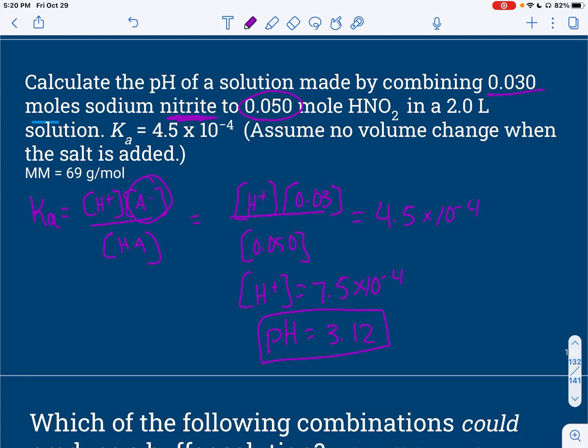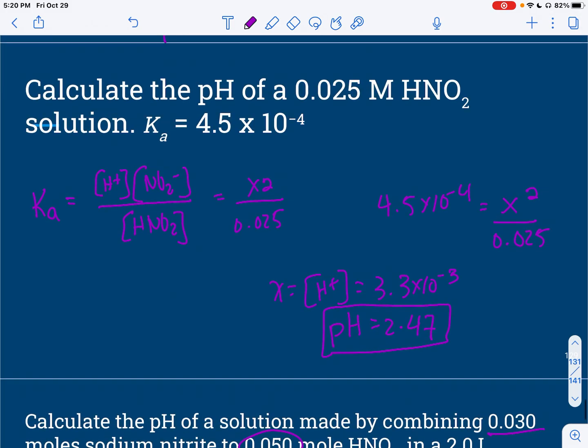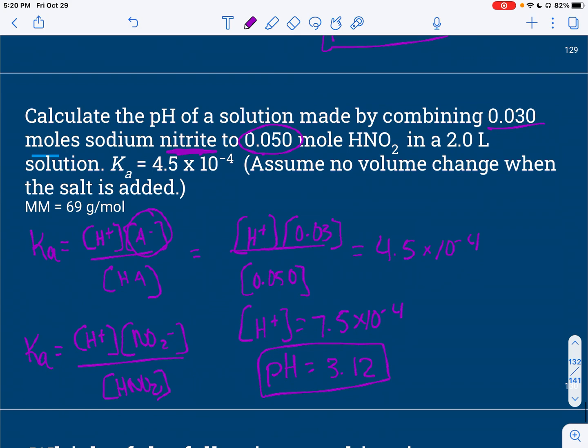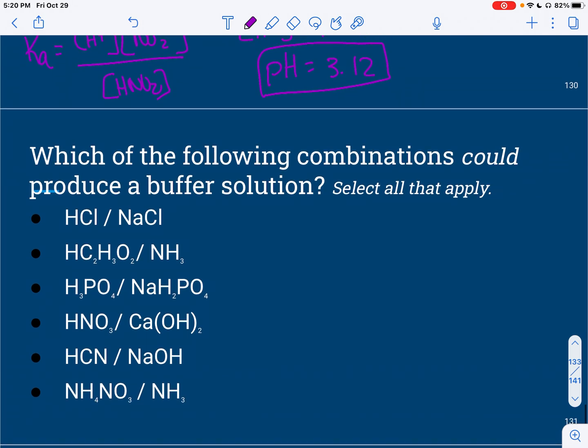And if it's helpful for you, if you don't like the generic one, you can always write the Ka just like we did in the problem before. Okay, that's the same Ka we had before. So you can use the generic one, or you can write it out for your reaction. Either way is fine.